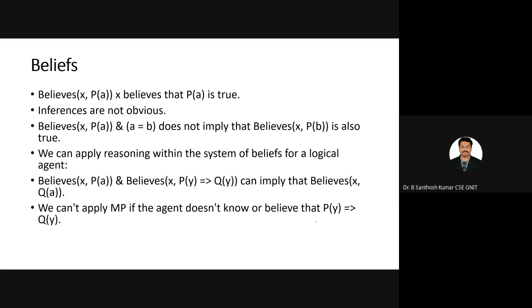Then belief. I think in previous classes I talked about the deep belief network. In deep learning we are using the deep belief network. So this is the concept of beliefs. Here we are giving beliefs of X, P of A, and beliefs that P of A is true. So the condition is that if P of A is true, then it happens. Here inferences are not obvious. Beliefs of X, P of A and A equal to B does not imply that beliefs of X, P of B is also true.